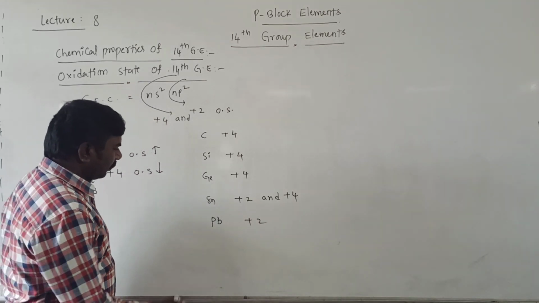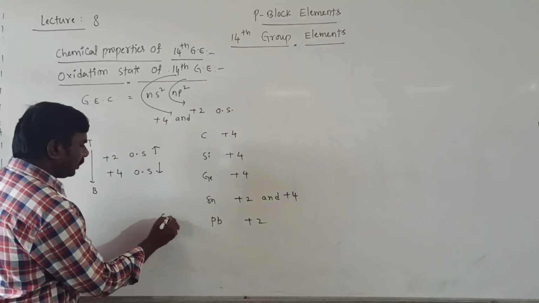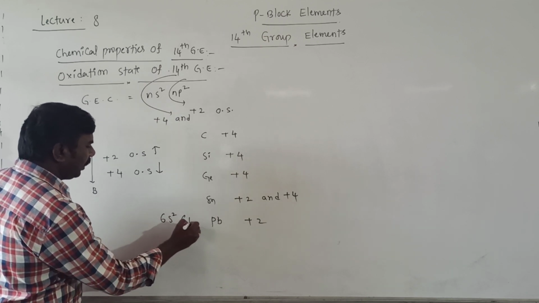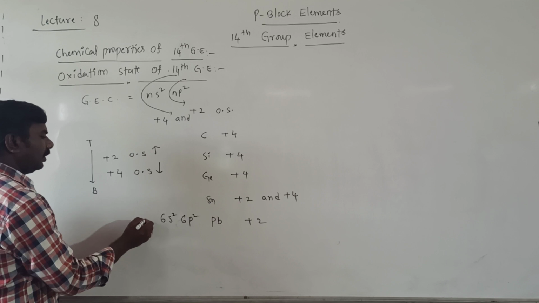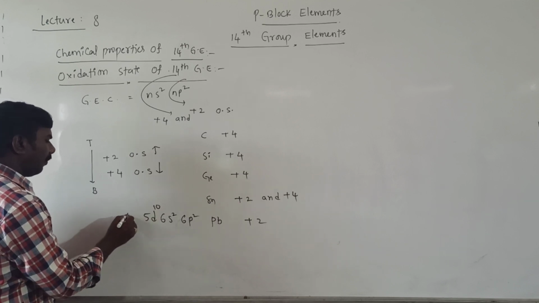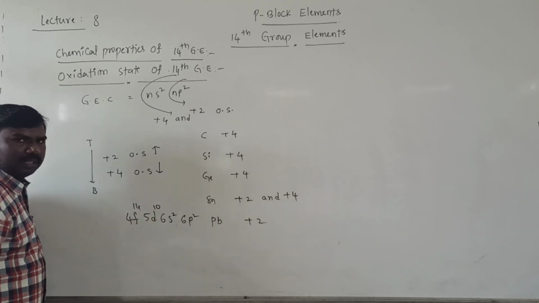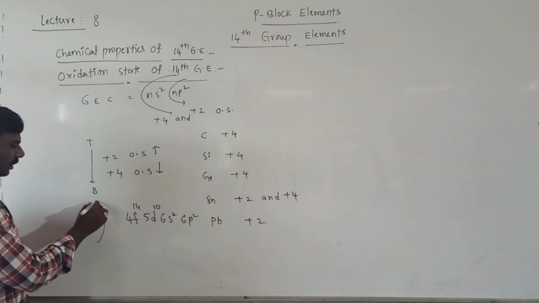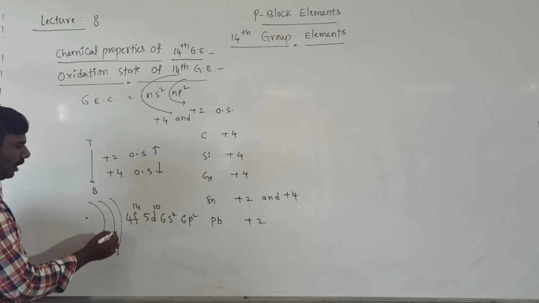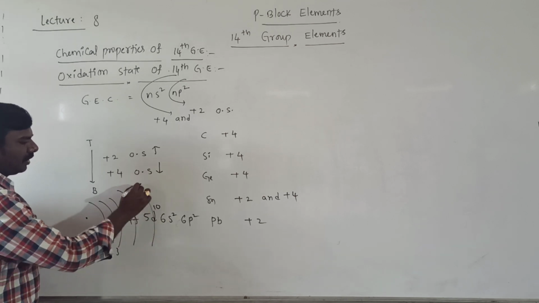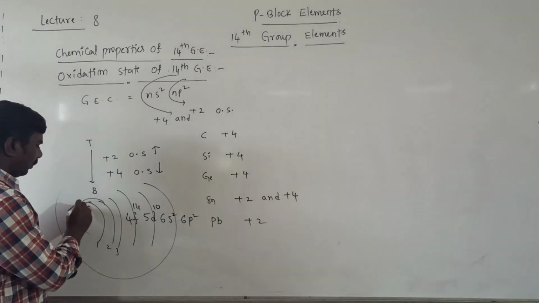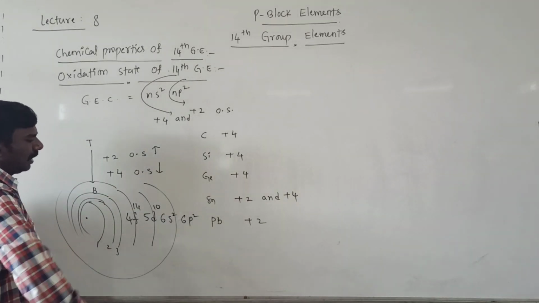Lead can show only plus 2 oxidation state. It is due to lead's configuration 6s2, 6p2, and before that 5d10, 4f14. So there are 4f orbitals. This is the nucleus, first, second, third, fourth, fifth, sixth shell. So shells are like this: 1, 2, 3, 4, 5, 6.